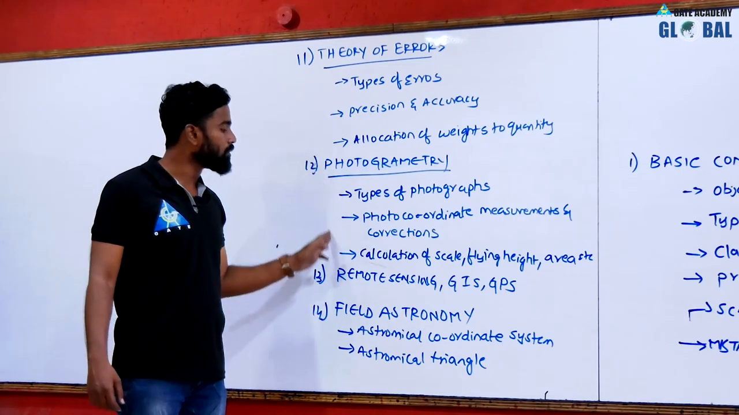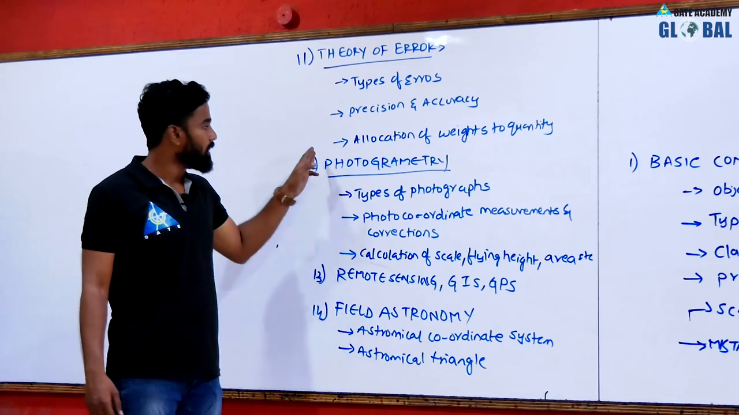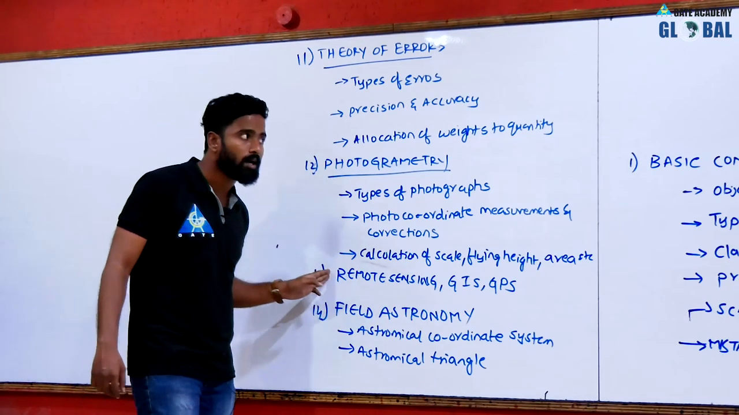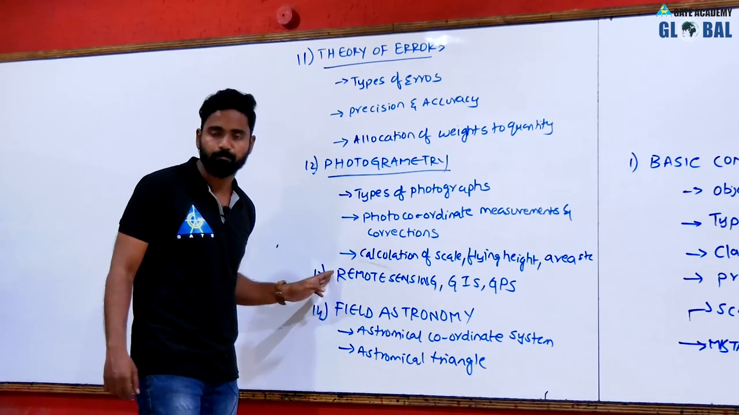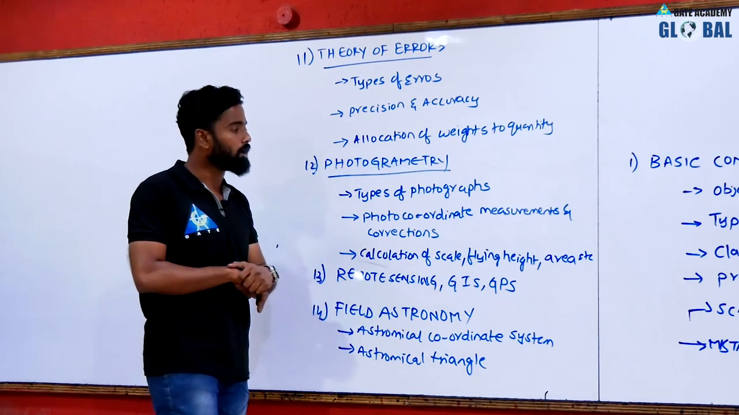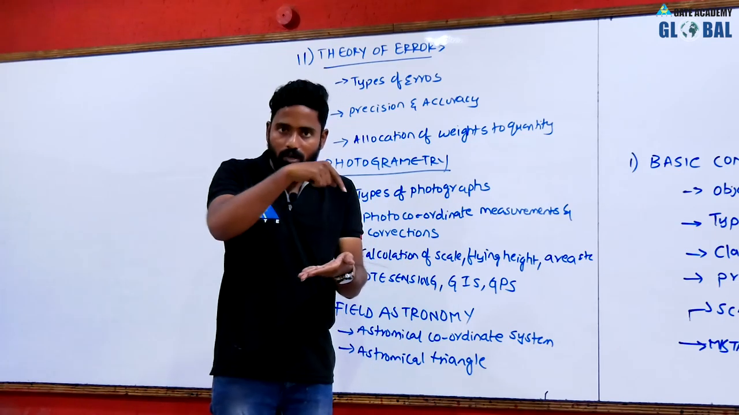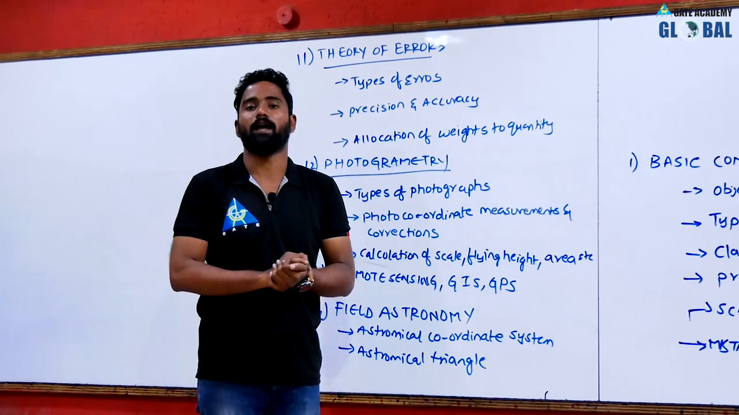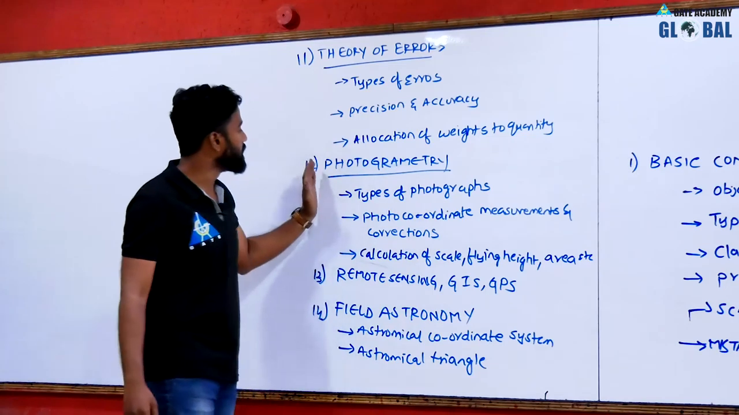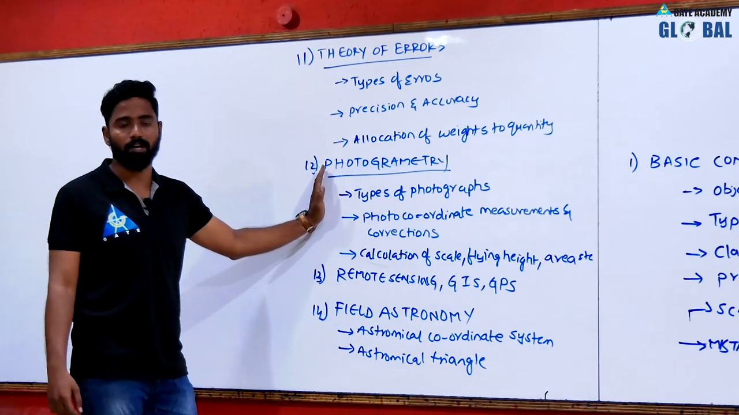At least a 1-mark or 2-mark question is being asked from photogrammetry and remote sensing. So that is the idea in photogrammetry, and there will be longitudinal lap, there will be lateral lap, and what is the effective area that has to be calculated, all those things will be discussed in photogrammetry.